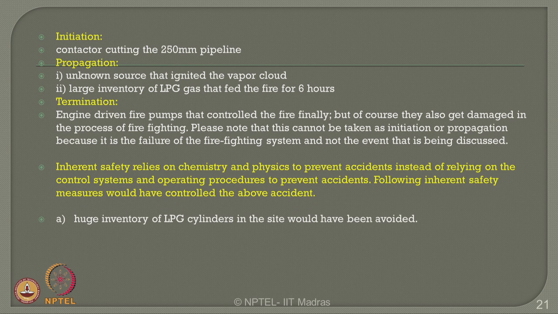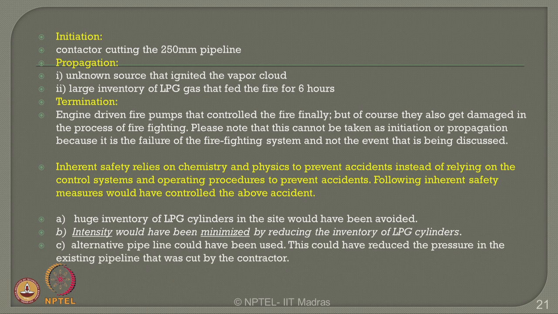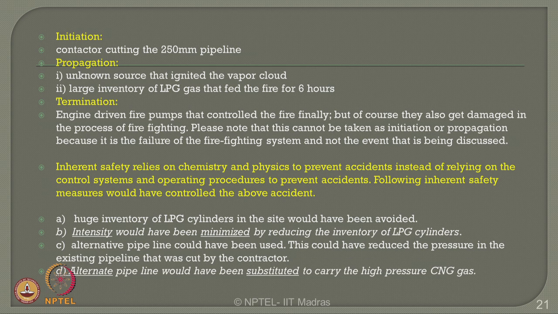Huge inventory of LPG cylinders in the site would have been avoided. Intensity would have been minimized by reducing the inventory of LPG cylinders. An alternate pipeline could have been used. This could have reduced the pressure in the existing pipeline, which was ultimately cut by the contractor even after a proper work permit was issued to the fellow. Therefore, an alternate pipeline would have been substituted to carry the high pressure CNG gas.